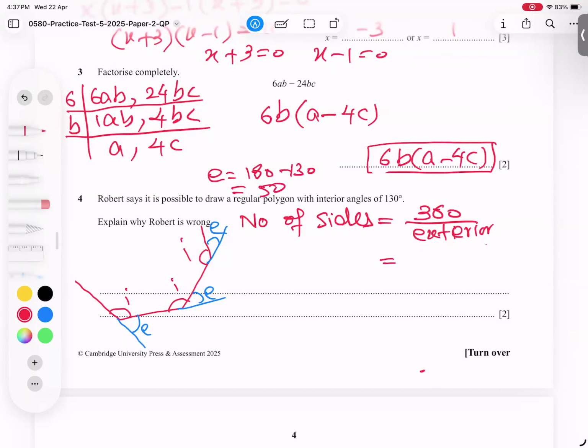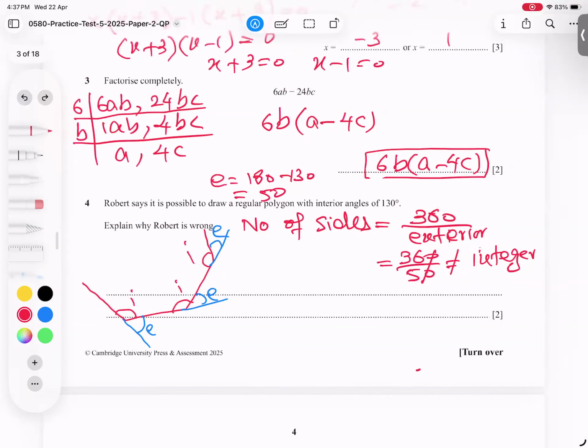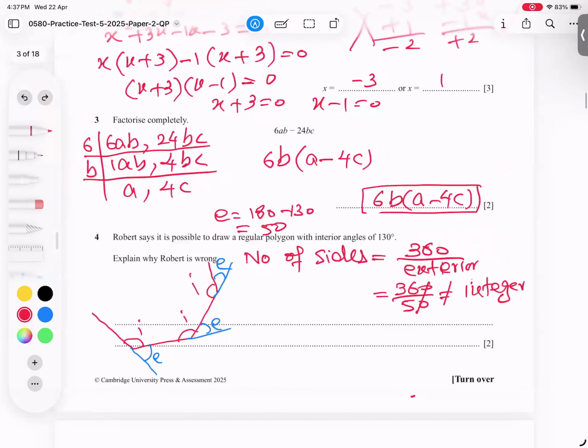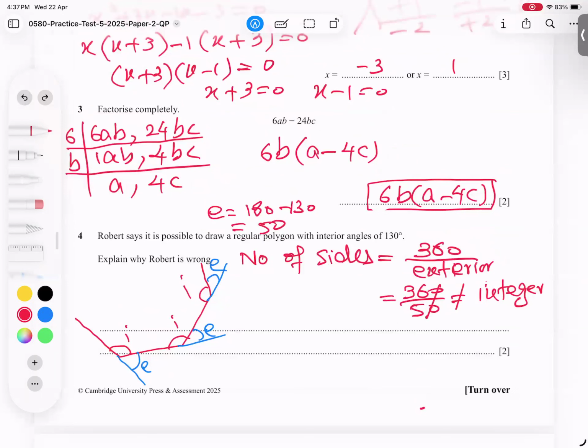So when I divide 360 by 50, zero cancel. Now we cannot get any whole number. This is not a whole number and not an integer, because you cannot divide by the table of 5. So not any integer, not any whole number. This is a reason enough for the explanation of why Robert is wrong. I think you got the point very well. This question number 4 is clear. Let's go for the next question.